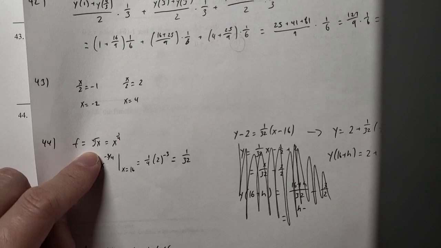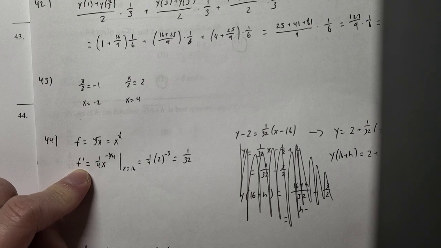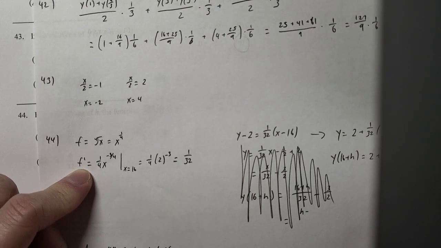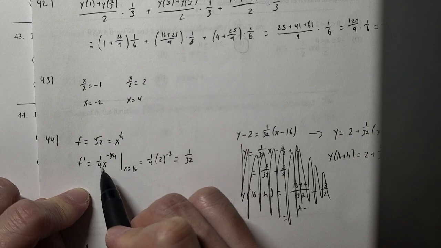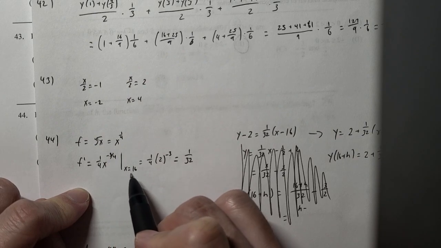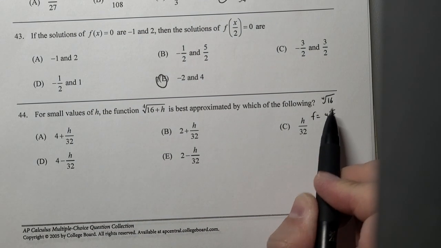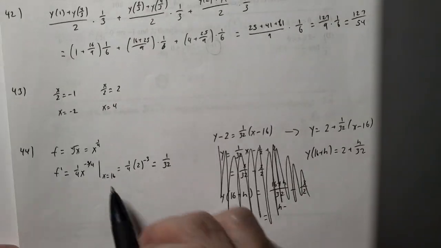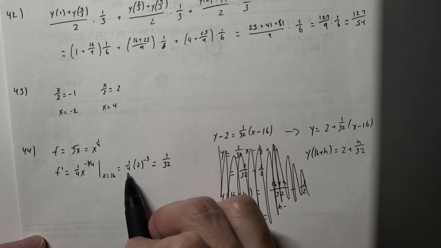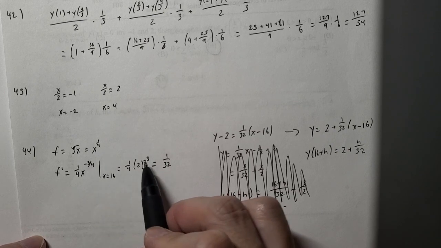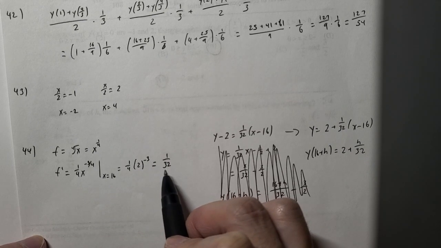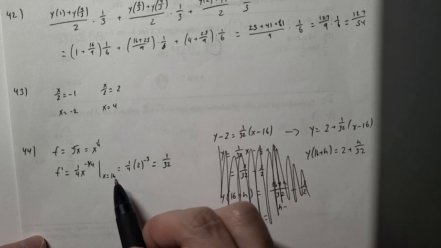So if that is our function, 4th root of x, then f prime, because we want to find a tangent line, because linear approximation is just the tangent line. Hopefully you remember that. F prime is 1/4 x to the minus 3/4. If we evaluate at x is equal to 16, because we want to find a tangent line at x is equal to 16, you do the math, that's 1/4 times 16 to the 1/4 power is 2. So 2 to the minus 3, that's 1/8. So that's 1/32. That's the slope of the tangent line at x is equal to 16.